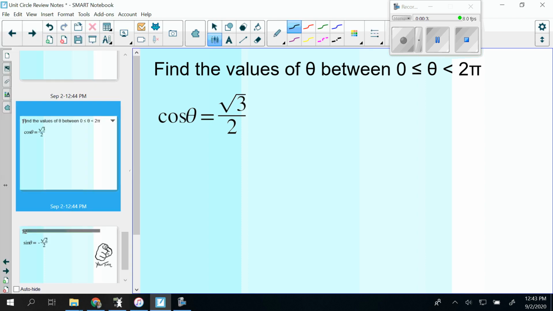So a way we can do this is if we know the cosine of that angle is square root of 3 over 2, we can search out that angle by moving the cosine to the other side where it becomes inverse cosine of square root of 3 over 2. And this should tell us one of the possible angles that will make this true.